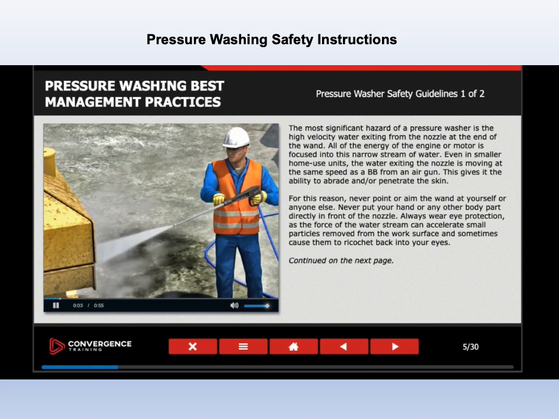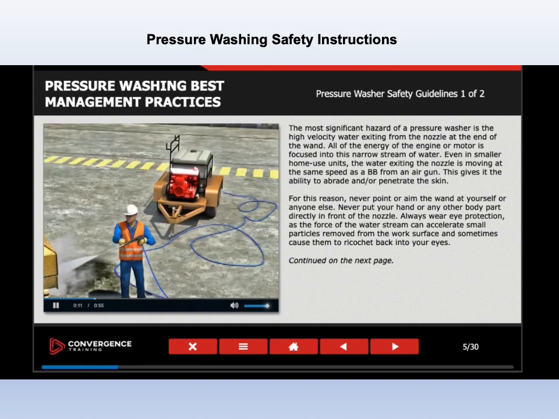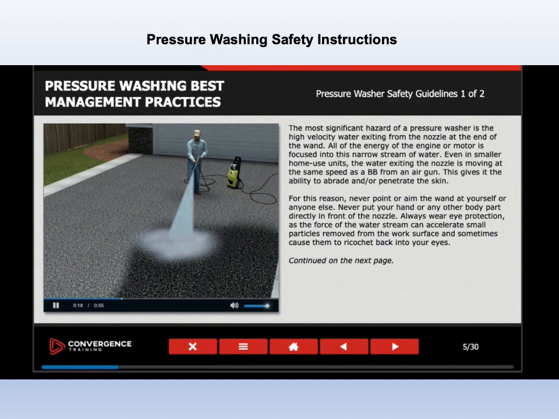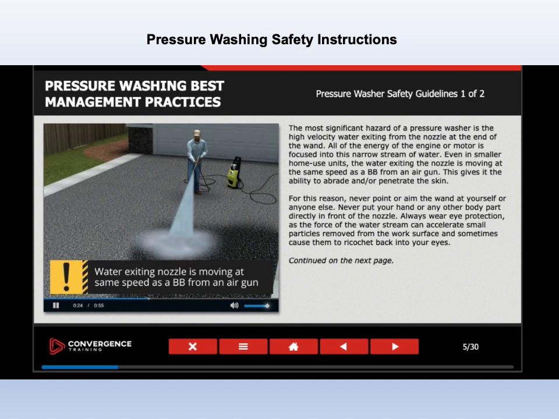The most significant hazard of a pressure washer is the high-velocity water exiting from the nozzle at the end of the wand. All of the energy of the engine or motor is focused into this narrow stream of water. Even in smaller home-use units, the water exiting the nozzle is moving at the same speed as a BB from an air gun. This gives it the ability to abrade and/or penetrate the skin.